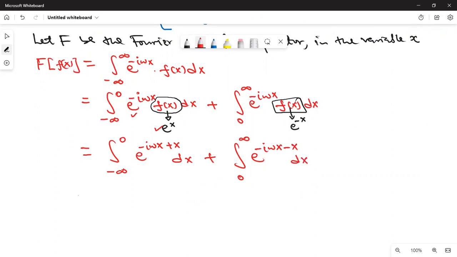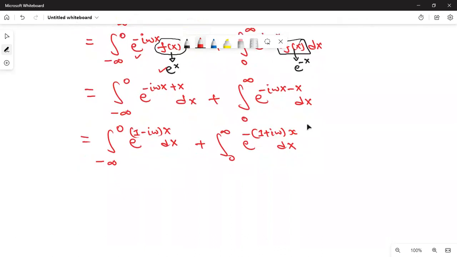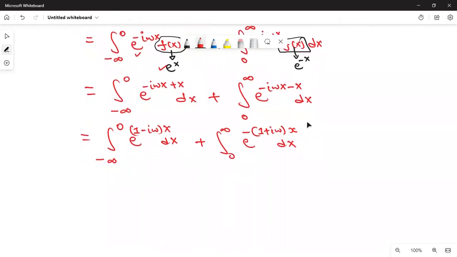And you can as well write this as the integral from negative infinity to 0. I can see x is common, so we'll have (1 minus iω)x dx. The other one is from 0 to infinity. Negative x is common, so we'll have negative of (1 plus iω)x dx. And now you can use substitution to evaluate those integrals. I know use of substitution is easy.